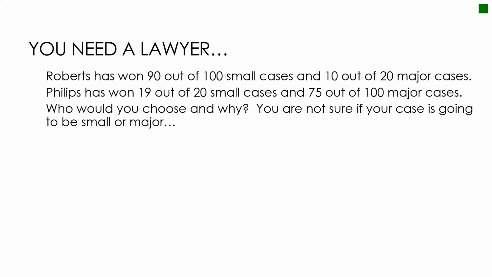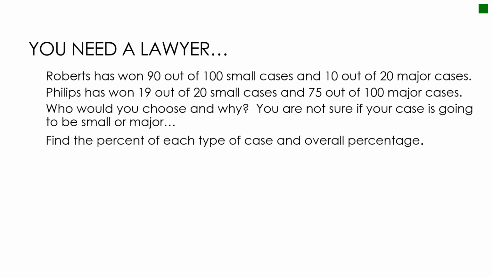We don't know if our case is going to be major or small, so how would we make that determination? So one thing that we might want to look at is the overall total for each type of case. So for instance, 90 out of 100 for Roberts, 10 out of 20 for Roberts for major cases, same thing for Phillips, and then also the overall percentage, which would be 90 plus 10 out of 100 plus 20 for Roberts, which would be 100 out of 120.